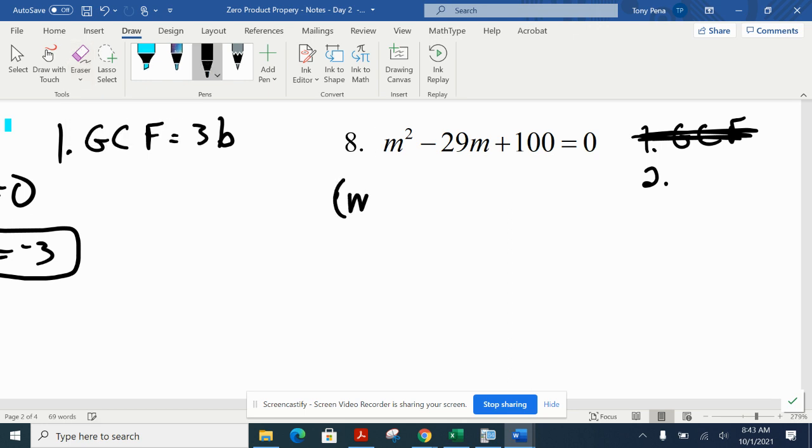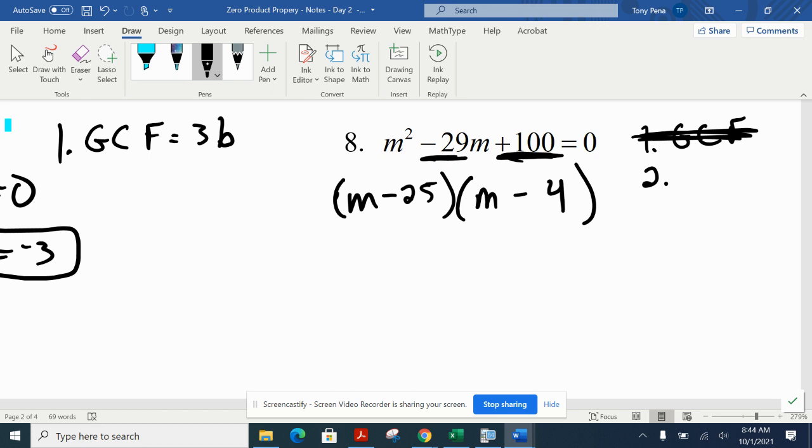So we want to come up with numbers that multiply to be a positive 100. And then at the same time, they would add to be a negative 29. All right, saw a few people with that. What does that give us, Armando? Good. Negative 25 times a negative 4. Multiply those, you get the positive 100. Add them, you're going to get a negative 29.